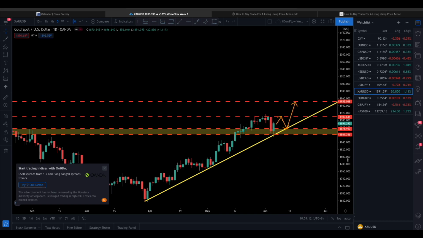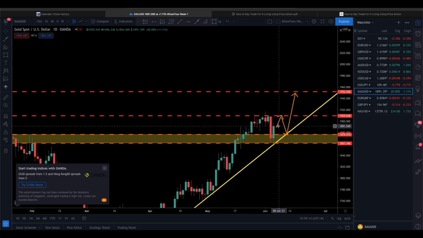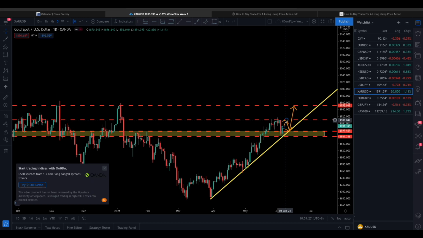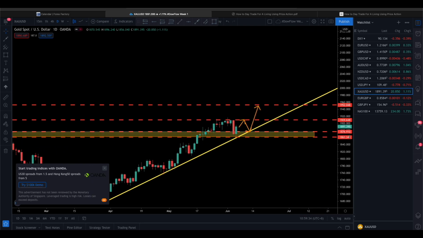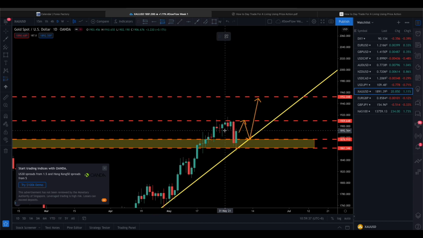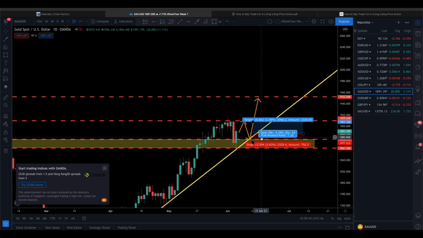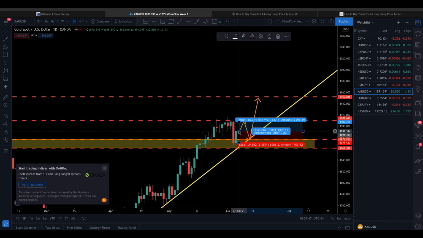Now the problem is that right now price is in the middle of nowhere. It's in the middle of resistance and in the middle of support. So personally, I recommend that you wait for price to come up, come back down, and find support at this ascending trend line. Look for a candlestick pattern, then you could potentially get in with a tighter stop loss, maybe something like this. The risk to reward is not that perfect, not that excellent. It's not the best.